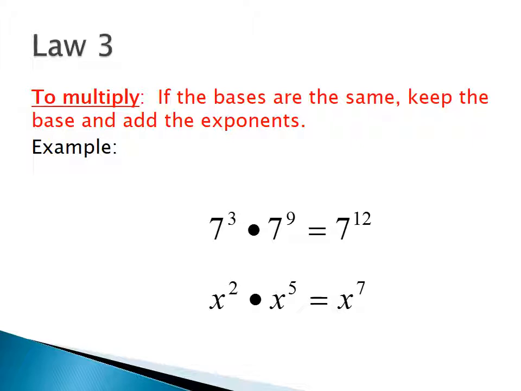Same thing when we have variables. We have x to the second multiplied by x to the fifth. All we need to do is to add the exponents. 2 plus 5 is 7, since we have the same base.